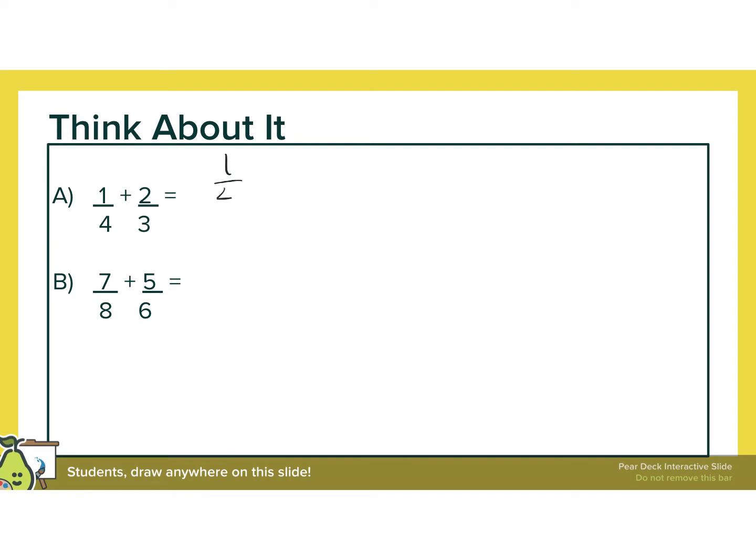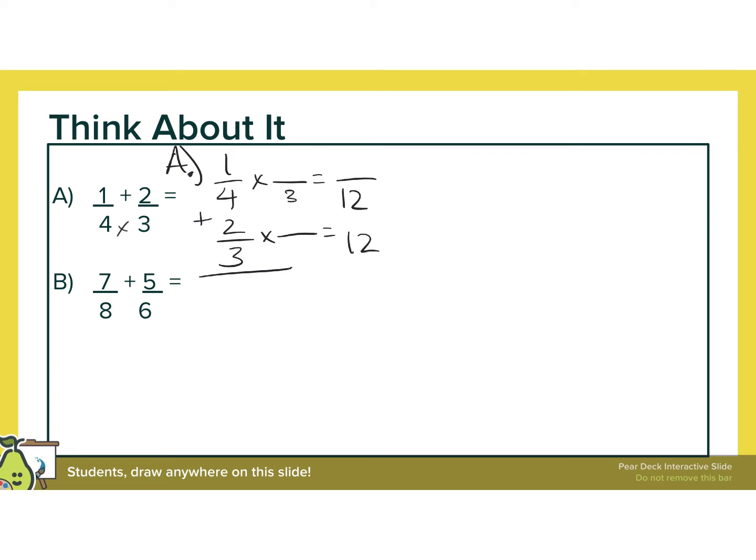So I have 1/4 plus 2/3. And I need to find a common denominator. I'm going to multiply and get 12. I'm going to set up my multiplication problems.